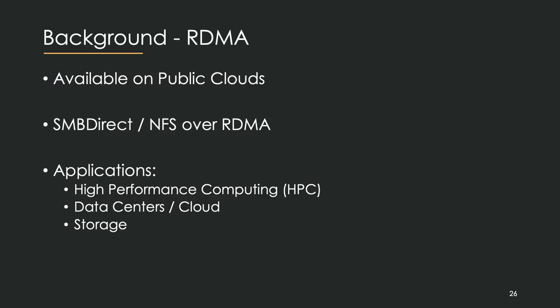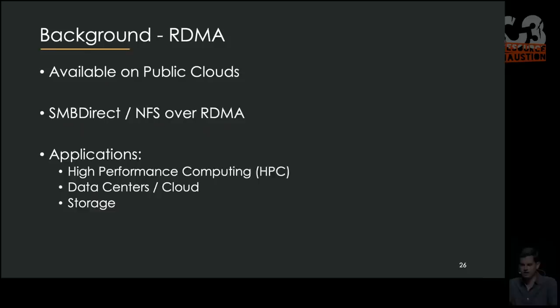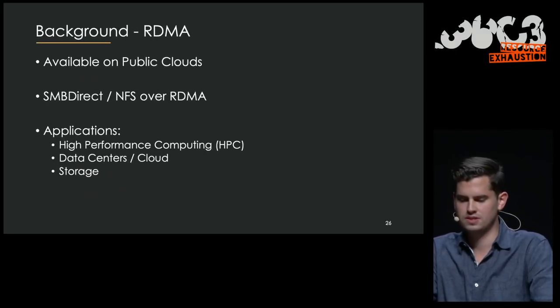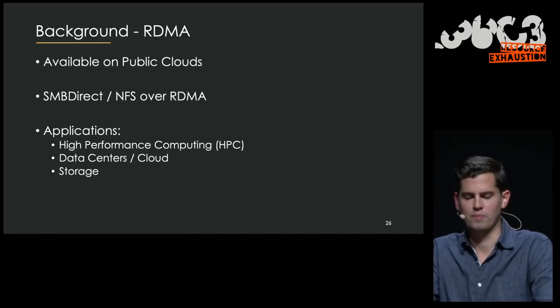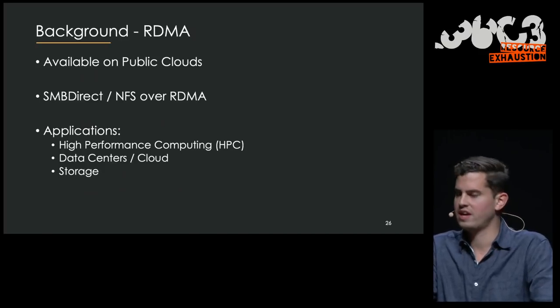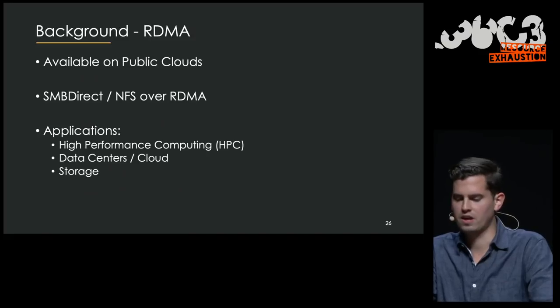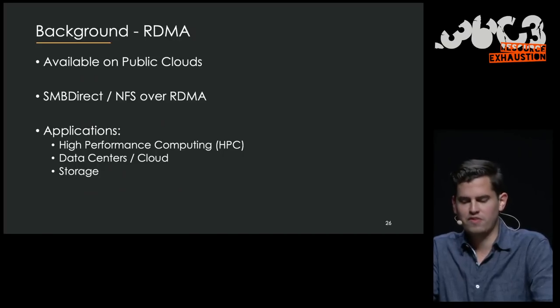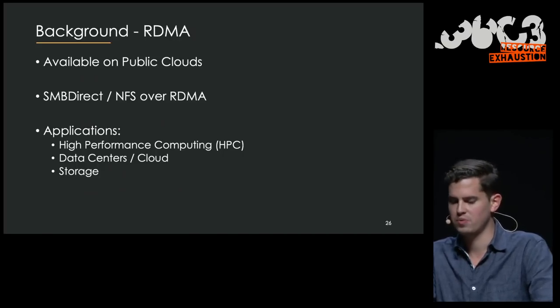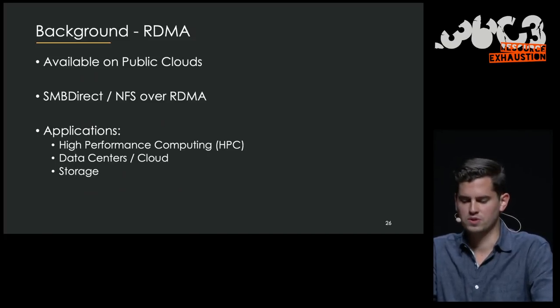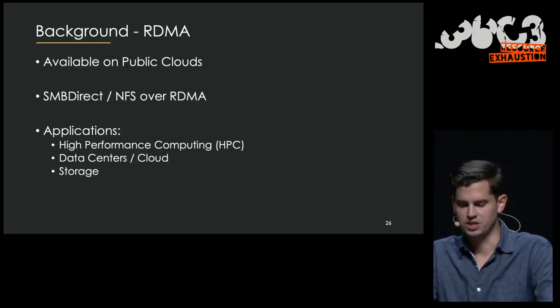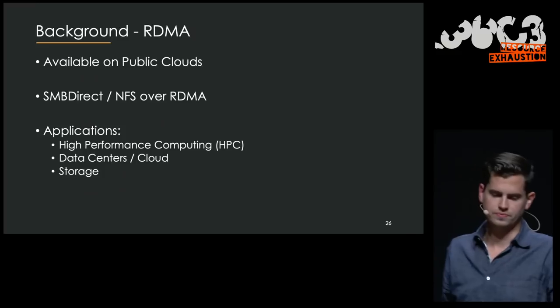So you might ask yourself, where is this RDMA used, right? RDMA is one of these technologies that you don't hear about often, but it is actually extensively used in the backends of big data centers and cloud infrastructures. You can get your own RDMA-enabled infrastructure from public clouds like Azure, Oracle Cloud, Huawei, or Alibaba. Also, file protocols like SMB and NFS can support RDMA. Other applications are high-performance computing, big data, machine learning, data centers, clouds, and so on.